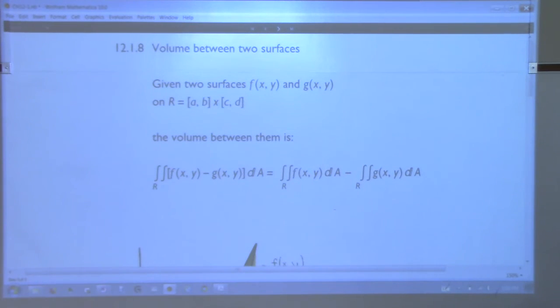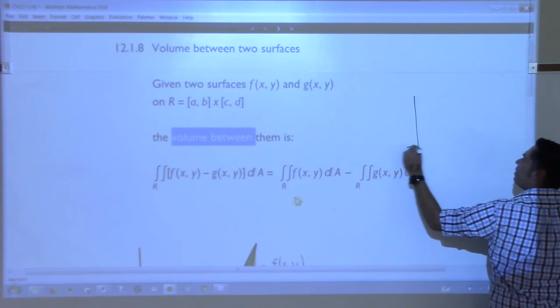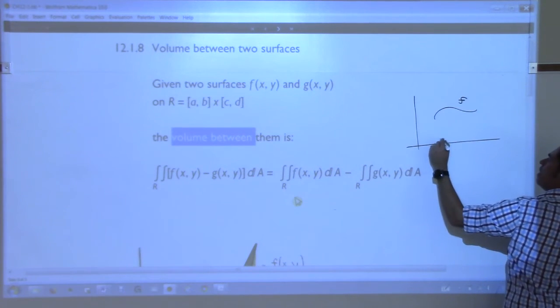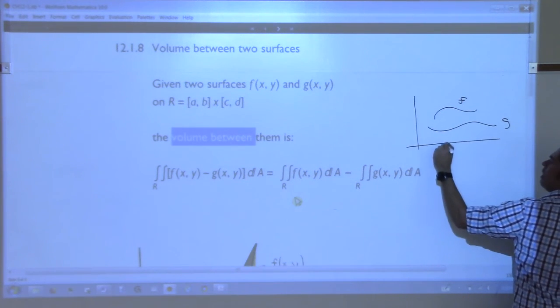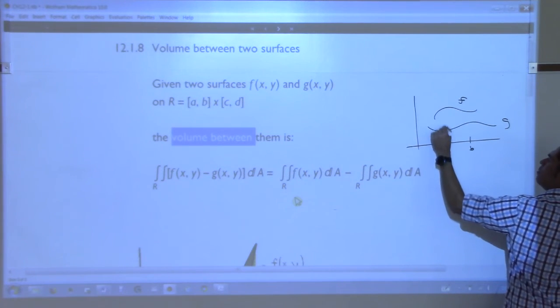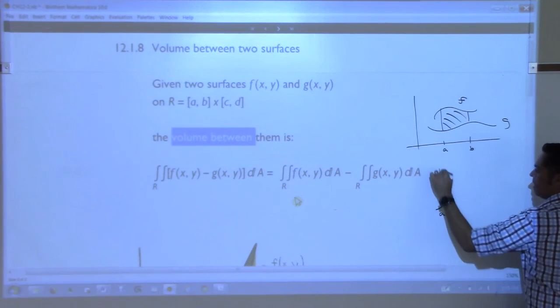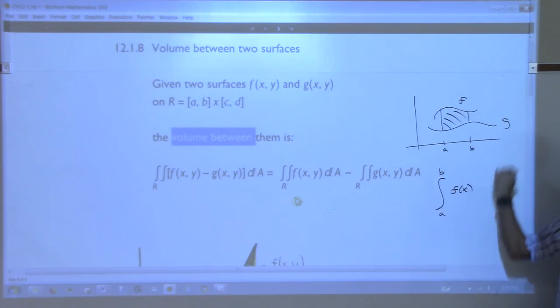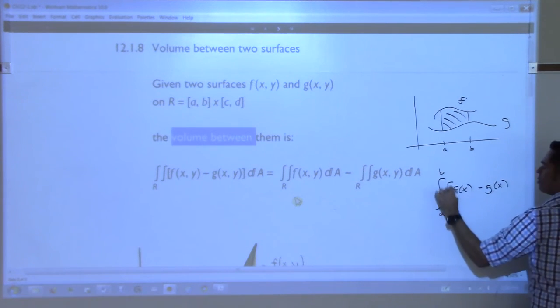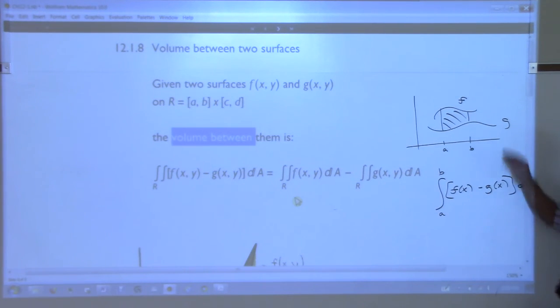Now, what about if you have two surfaces and you're trying to find the volume between the two? Well, it's just like we did in Cal 2. If you had a function f, and you had some function below it, g, and you wanted to go from a to b and find the area between them, then you would do the integral from a to b of f of x, the upper function, minus g of x, the lower function, dx. That's the way we did it in Cal 2.